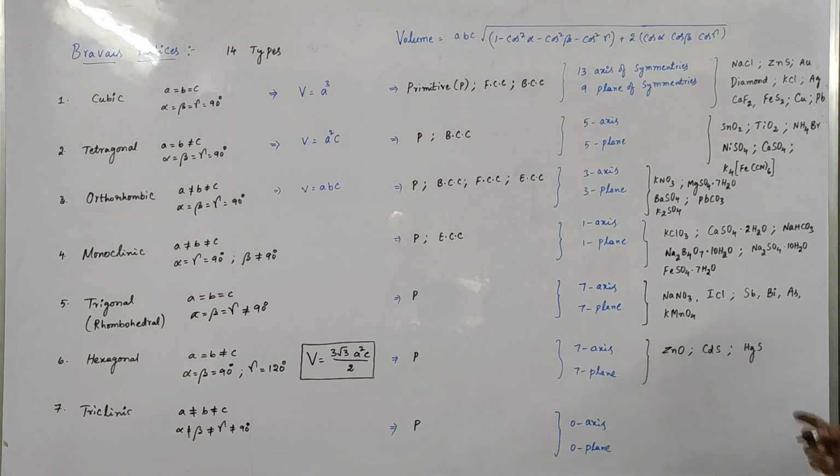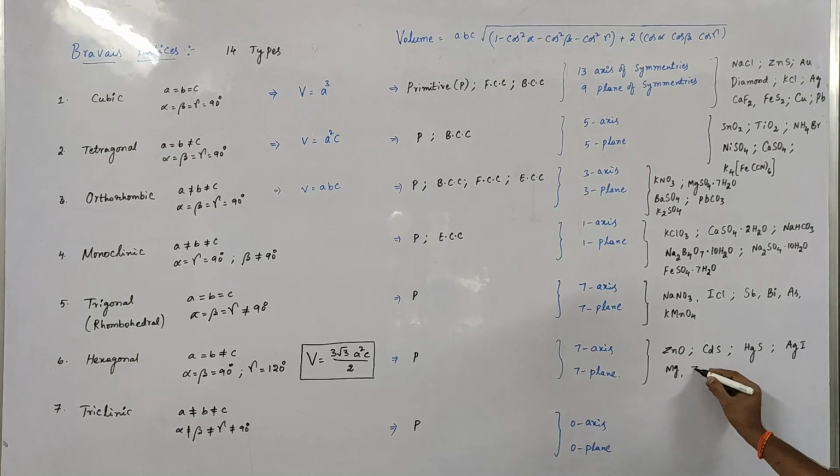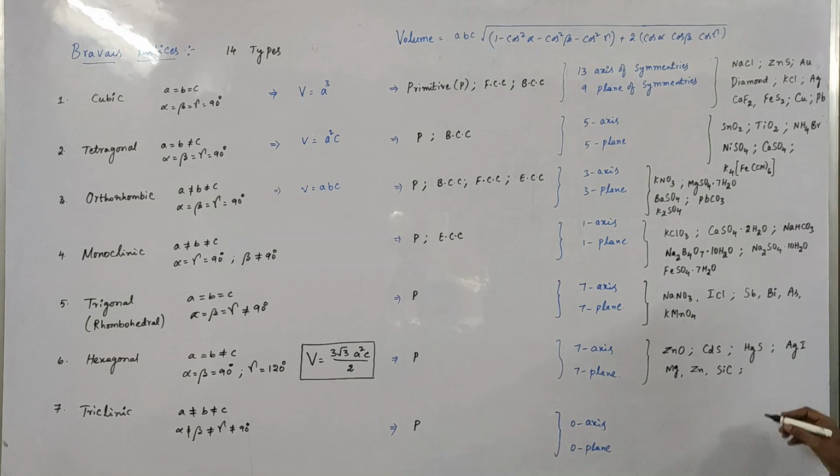We call this as cinnabar, mercury sulfide. Next, AgI silver iodide, magnesium, zinc, SiC silicon carbide. Silicon carbide is a highly abrasive material, that means we cannot scratch it.